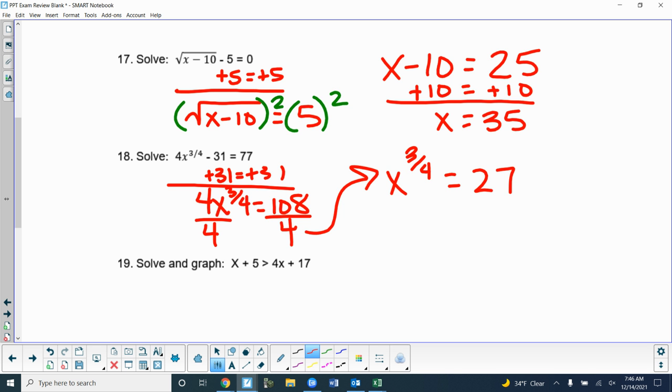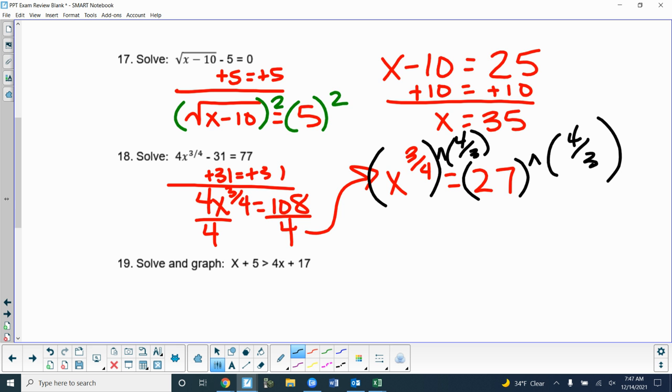Remember, we want to know what x equals, not what x to the 3/4 equals. So how do we get rid of that 3/4? Close. We're not actually multiplying by 4/3. We're raising it to the 4/3 power, right? So you've got to do caret, not just times. So don't forget to hit the caret. All right, you're raising it to that reciprocal power.